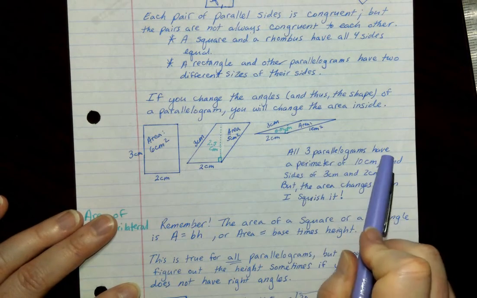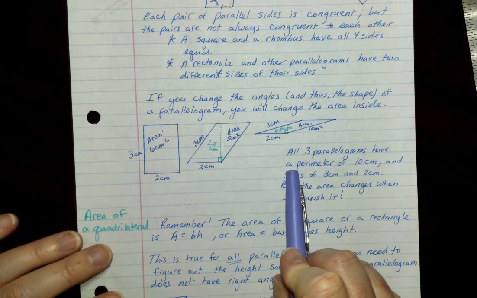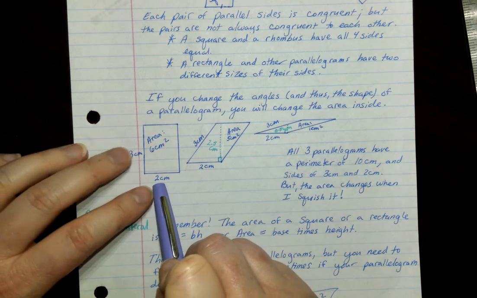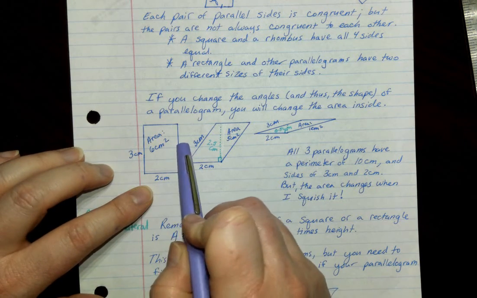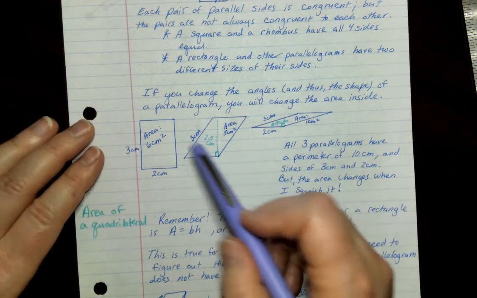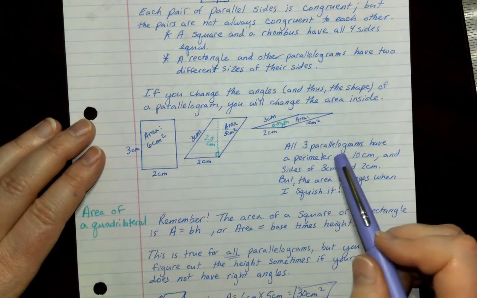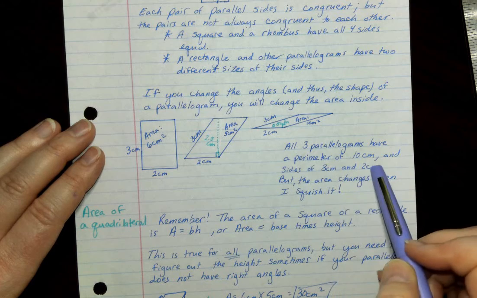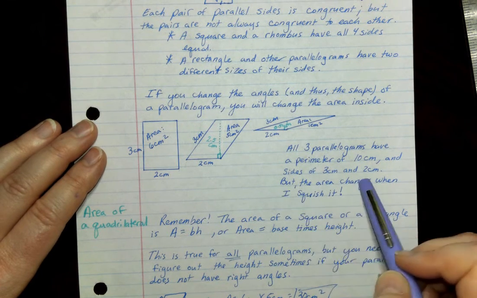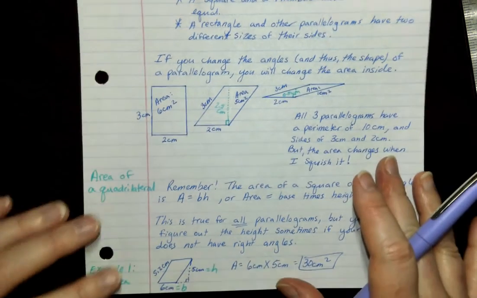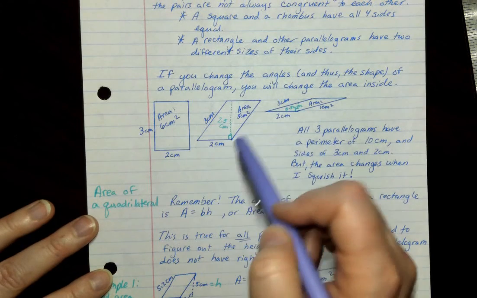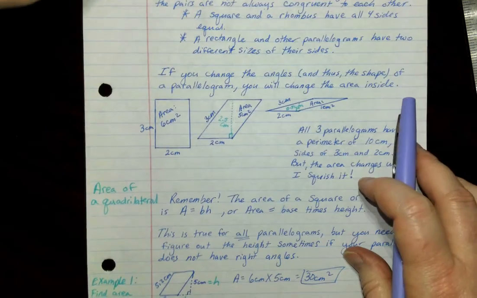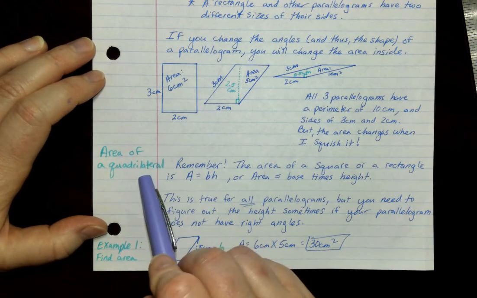So all 3 of these parallelograms have a perimeter equal to 10 centimeters. 3 plus 2 makes 5, plus 3 more makes 8, plus 2 more makes 10. They all have the same outside lengths of 10 centimeters. And they all have sides of 3 centimeters and 2 centimeters. But the area changes as I squish it. So they're the same size on the outside, but they're actually different sizes.